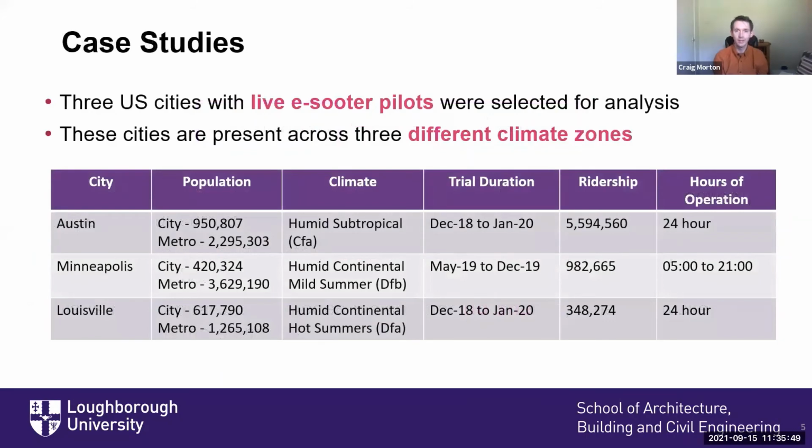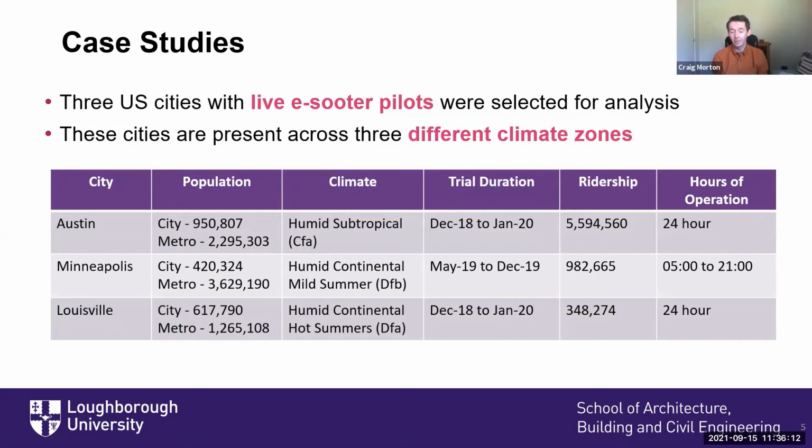So let's have a think about the case studies. These are the 3 cities that we have examined in this preliminary research. They're Austin, Minneapolis, and Louisville, so all cities in the US. Austin is the biggest city. Minneapolis and Louisville are more medium-sized cities, but still big cities, medium-sized for the US.